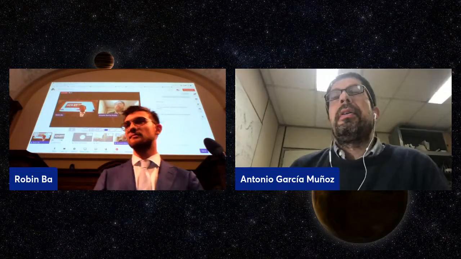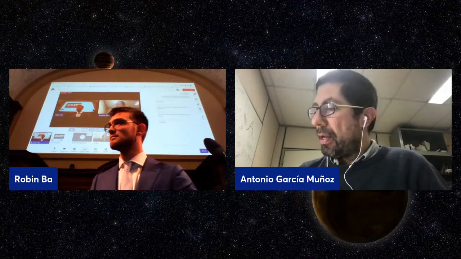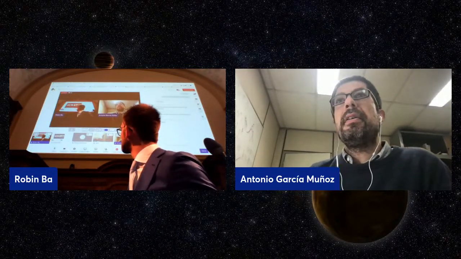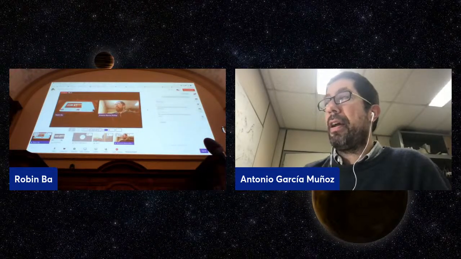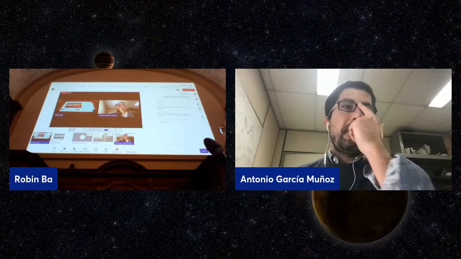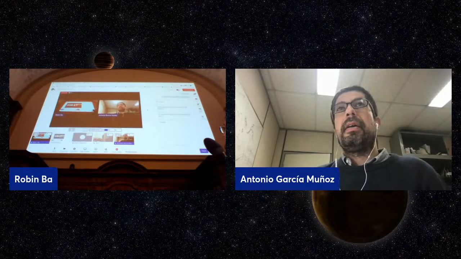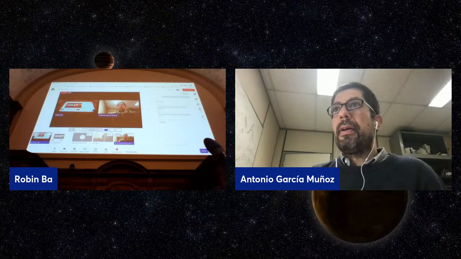There's one question about targets. You have mentioned WASP-43b and HD 29459b, and I was just wondering if there are any other targets that are going to be observed by JWST that will be particularly interesting to test your ideas.